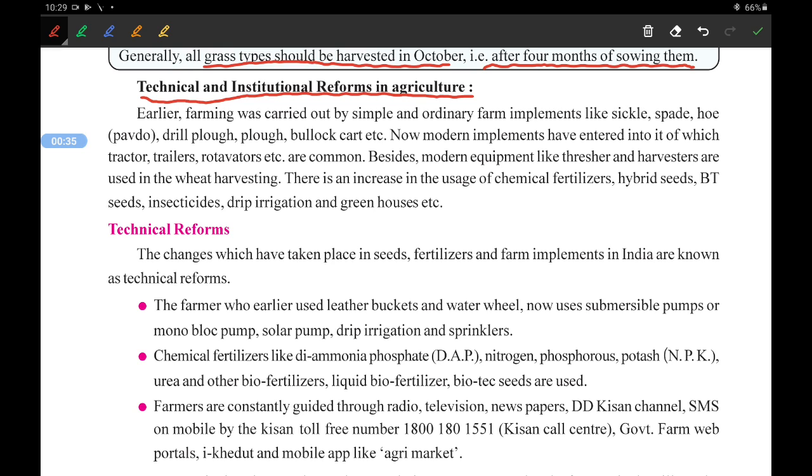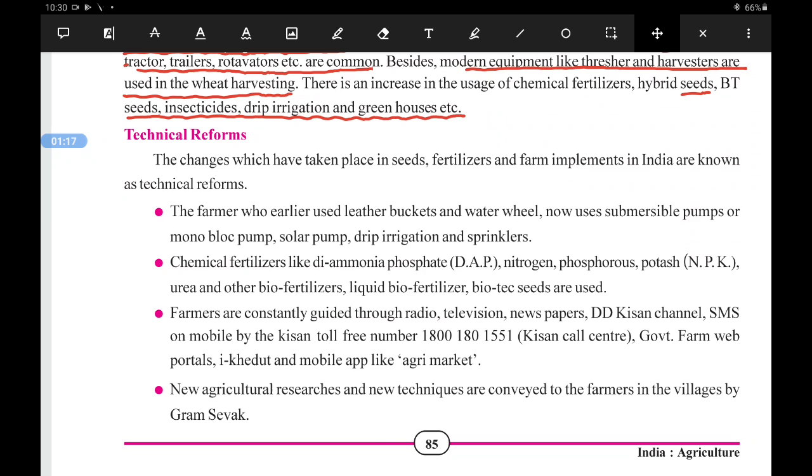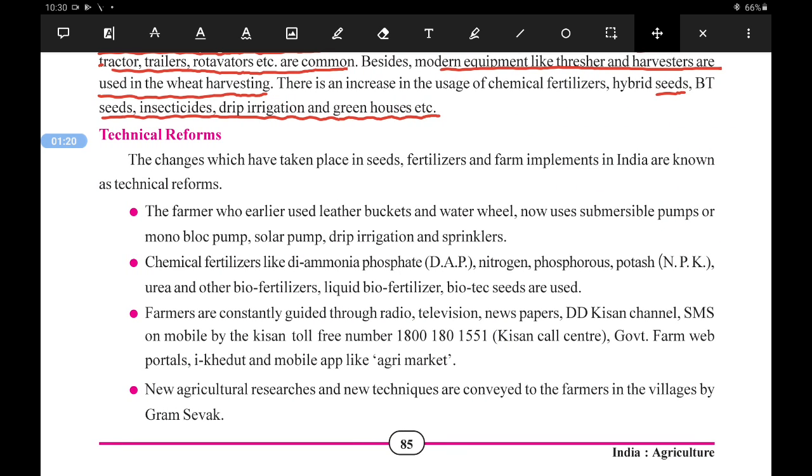Let us go. Earlier, farming was carried out by simple and ordinary farm implements like sickle, spade, hoe, drill, plough, bullock cart, etc. Now, modern equipment has entered, in which tractors, trailers, rotovators, etc. are common. Besides, modern equipment like threshers and harvesters are used in wheat harvesting also. There is an increase in the usage of chemical fertilizers. Chemical fertilizers and hybrid seeds are also used a lot. BT seeds, insecticides, drip irrigation and greenhouses are also used. Now we'll see the technical reforms in the field of agriculture.